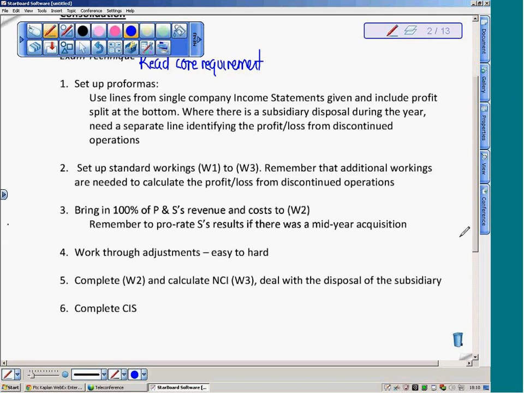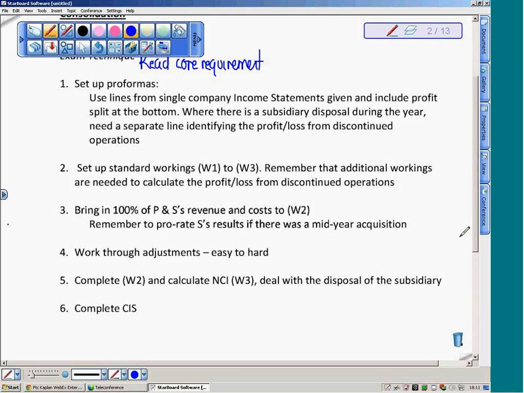Okay, so with your group questions, the way that it's going to be tested, the examiner wants you to use some standard workings. So what standard workings? Workings 1 to 3 for our income statement. We'll practice this with our question. Remember, your working 1 is your group structure. Your working 2 is your consolidation schedule. And your working 3 is your NCI profit, the profit that relates to your NCI. It's your NCI percentage multiplied by the subsidiary's profit after tax.